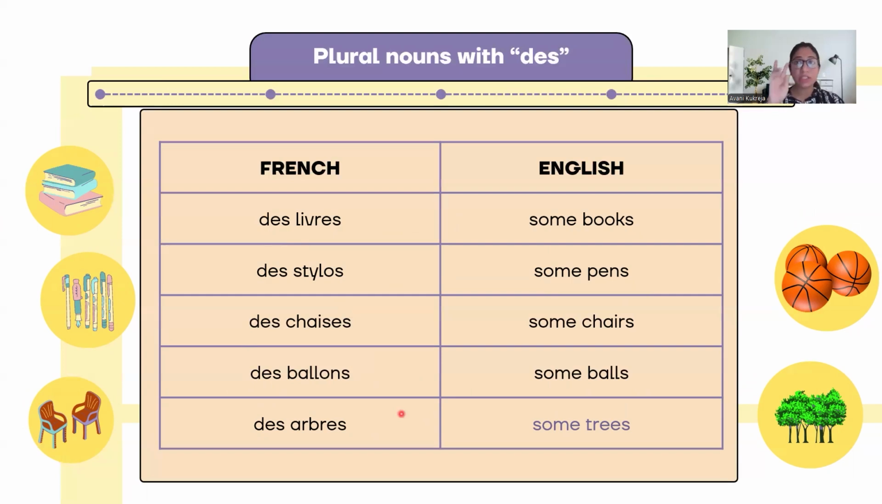Now, did you notice? We have a prefix here. We have prefix S also. Yeah.